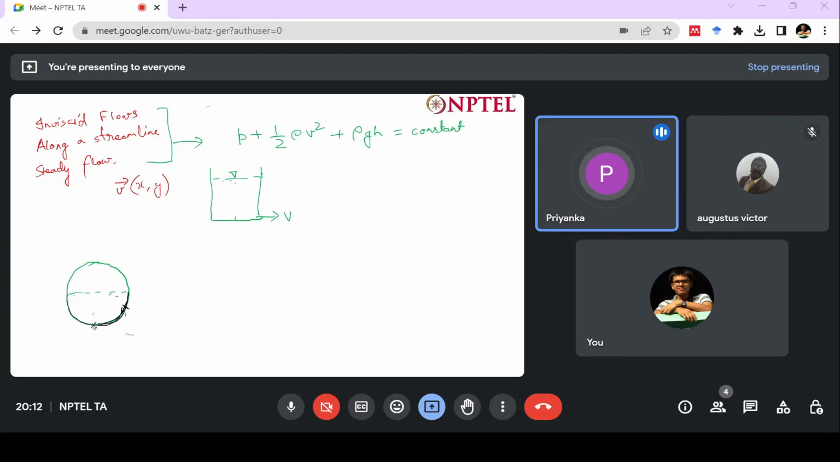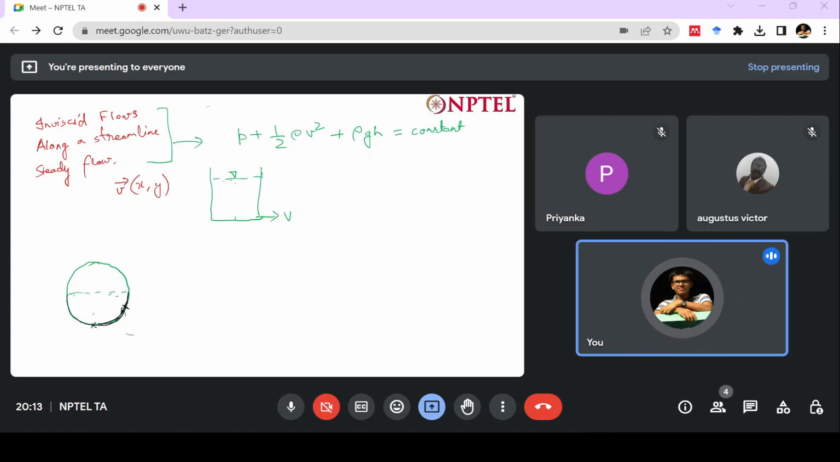So what you have to do here? If I want to find the force acting on it, sir, usually in the problems in the videos which were solved and in the assignment also, we were directly taking the height from the free surface. Yes. Here also, we will take the height from the free surface itself.